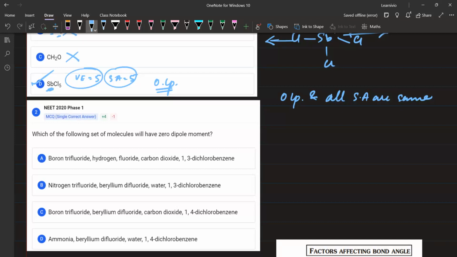Just letting you know, for example, if they're writing hydrogen, it is going to be H2, and fluorine is going to be F2, right? For this, you have to make the structure of 1,3-dichlorobenzene. You have to make the structure.